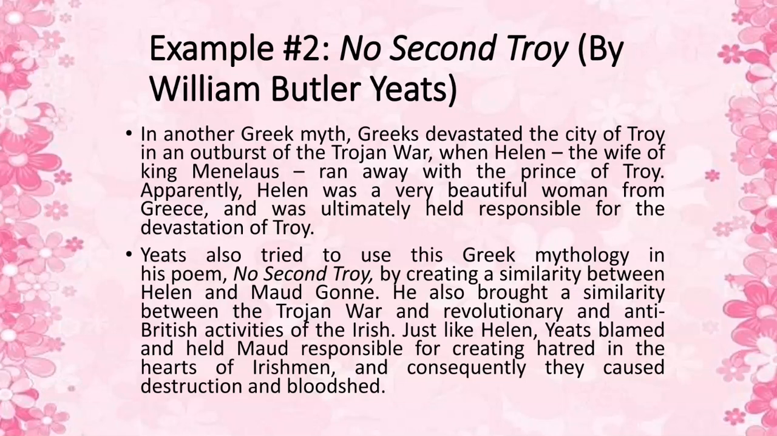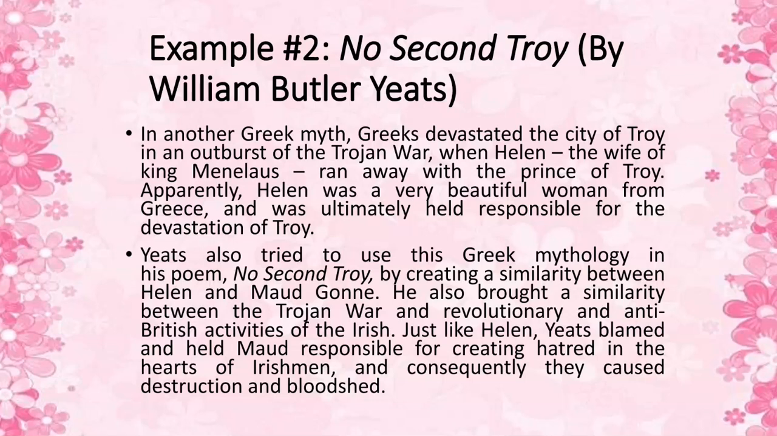Yeats, his famous poem No Second Troy. Now, there's another Greek myth in which we often hear of that girl called Helen. The Greeks devastated the city of Troy in an outburst of the Trojan War when Helen, the wife of King Menelaus, ran away with the prince of Troy. Now, she was a very beautiful woman from Greece and was ultimately held responsible for lots of wars and for the ultimate devastation of that city, Troy.